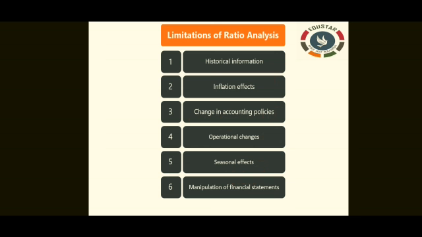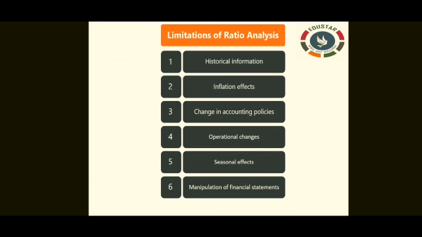Next one, seasonal effects. An analyst should be aware of seasonal factors, which would potentially result in limitation of ratio analysis. A sudden demand for a product can't be shown in the balance sheet. Some seasonal products are there for the seasonal market, so the original price of that seasonal product can't be shown in the balance sheet. That is the seasonal effect.